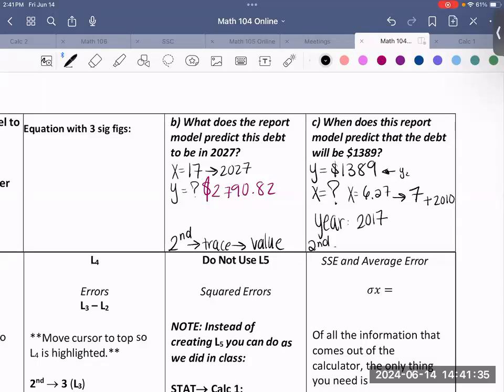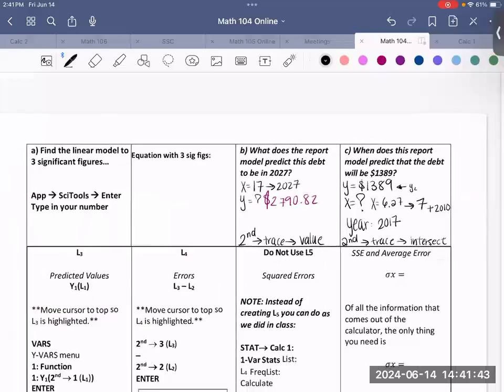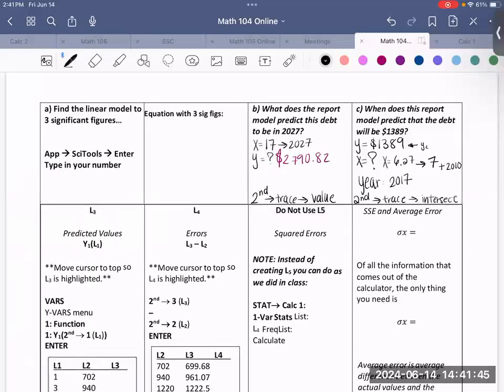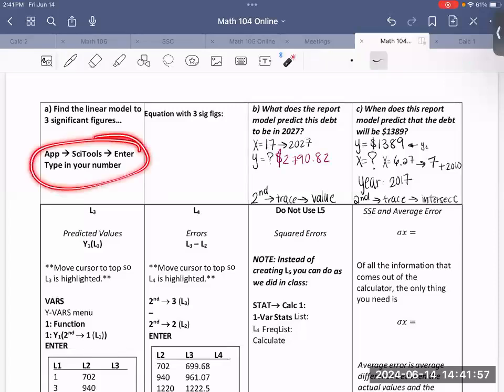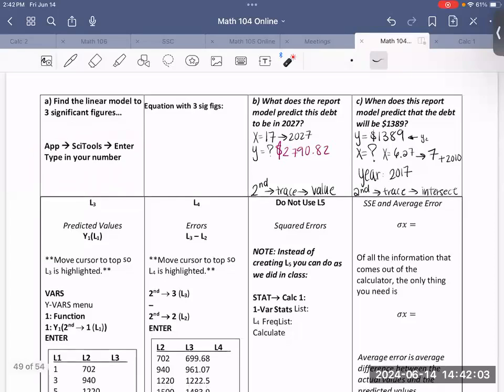And again, just some of those buttons that we're hitting: second, trace, intersect. Or if you're using Desmos, you can use Desmos once you get your equation as well. And again, we'll go back to the significant figures here in a moment. You can also try out the app Scientific Tools in your graphing calculator as well.